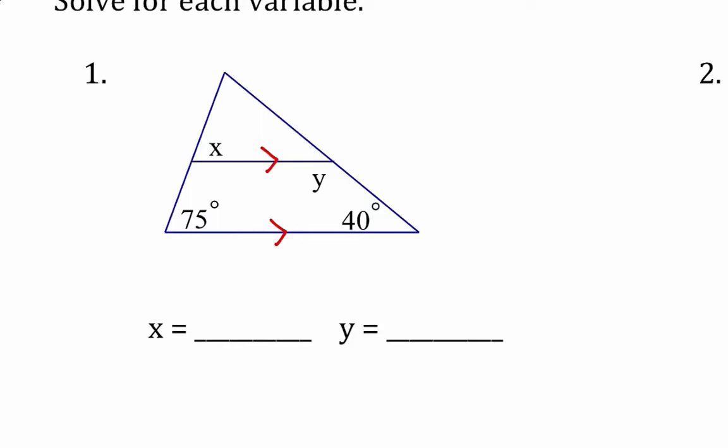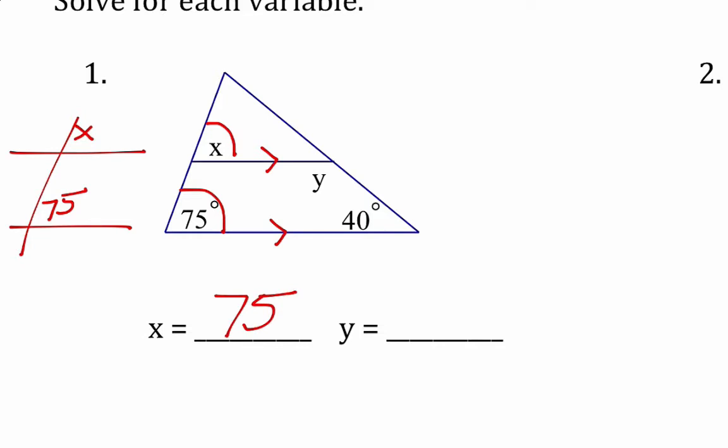What I noticed right away is that angle X and 75 are corresponding. Remember, corresponding, one of the angles will be interior of the two lines, one of them will be exterior, but they're on the same side of the transversal. Well, if those lines are parallel, that means that these are congruent, so X is 75.